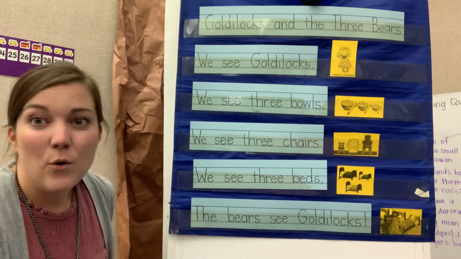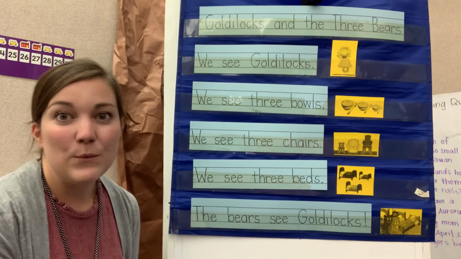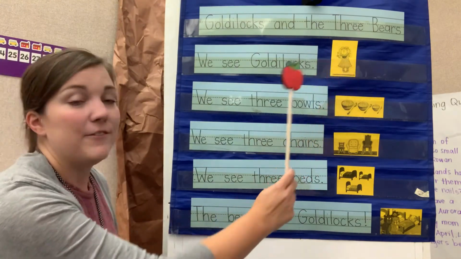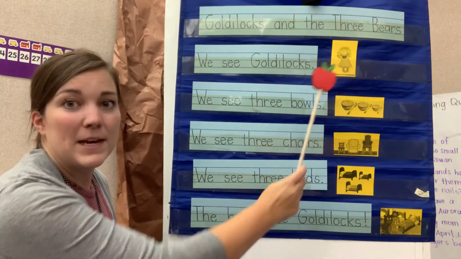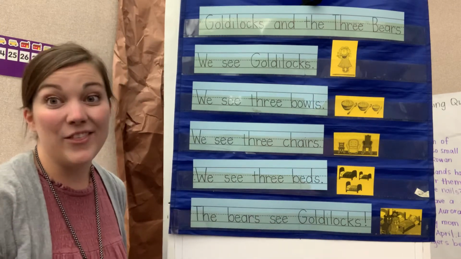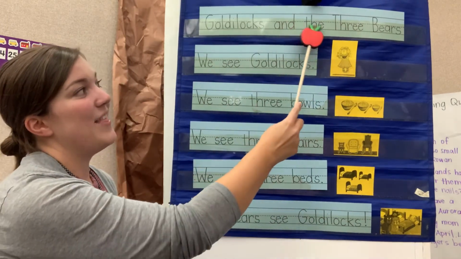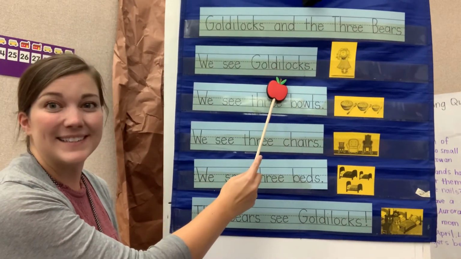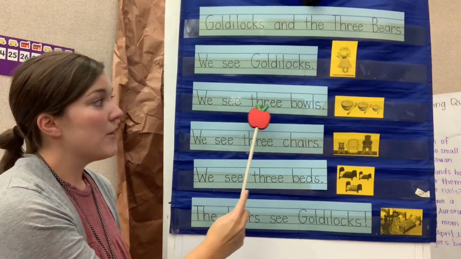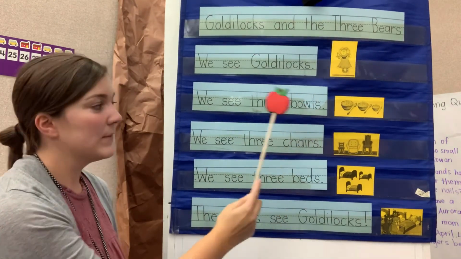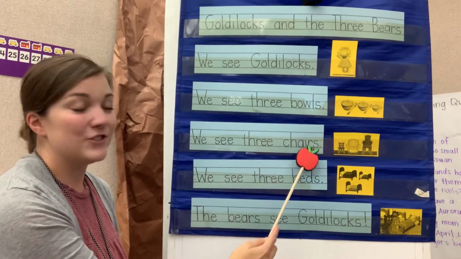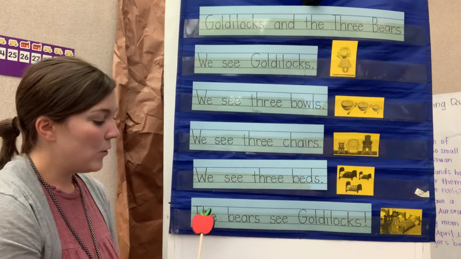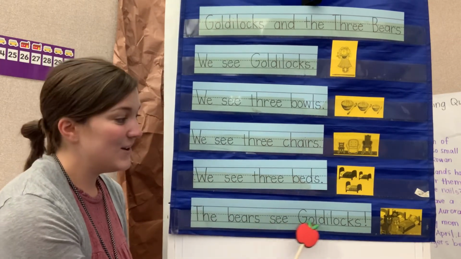This time I'm going to read the whole poem and I want to see if you can read it with me. The words repeat, so that should make it a little bit easier for you. And if it's a little bit tricky at the end, look at the picture to help. Okay, let's read it together. Goldilocks and the Three Bears. We see Goldilocks. We see three bowls. We see three chairs. We see three beds. The bears see Goldilocks.